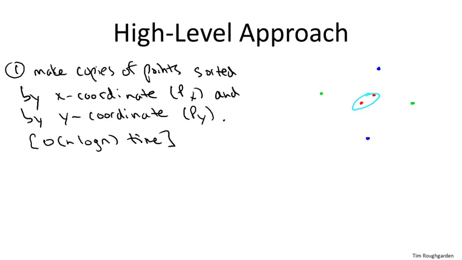In the array that's sorted by x coordinate, this blue point here is going to be wedged in between the 2 red points. They won't be consecutive. And similarly in Py, which is sorted by y coordinate, this green point is going to be wedged between the 2 red points. So you won't even notice these red points if you just do a linear scan through Px and Py and look at the consecutive pairs of points.